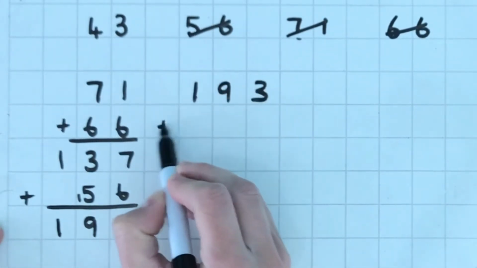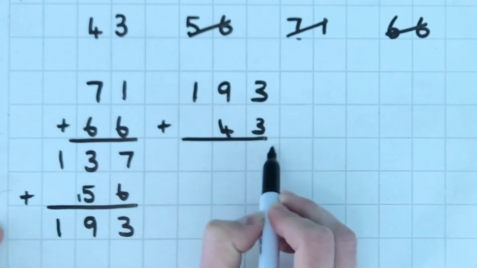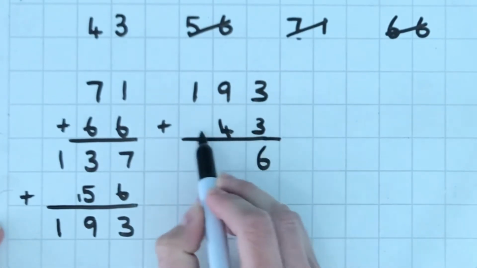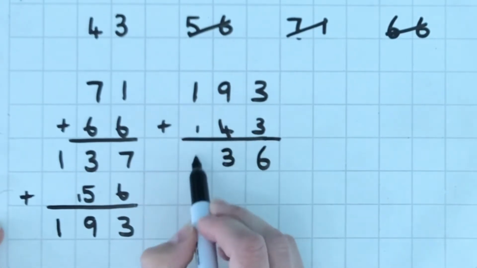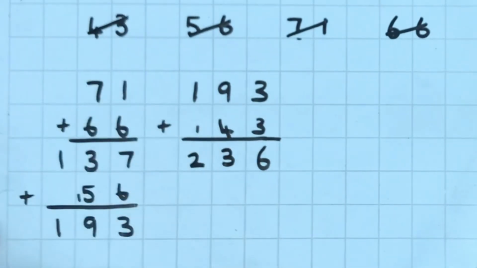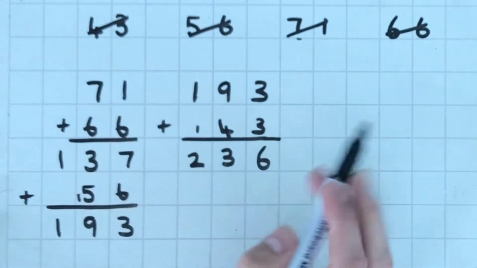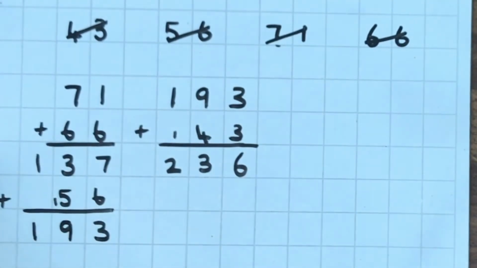And then add on my 43. 3 plus 3 is 6. 9 plus 4 is 13. 1 plus 1 is 2. That gives you a total of 236. So you've added together 4 numbers, so you're going to have to divide that by 4.